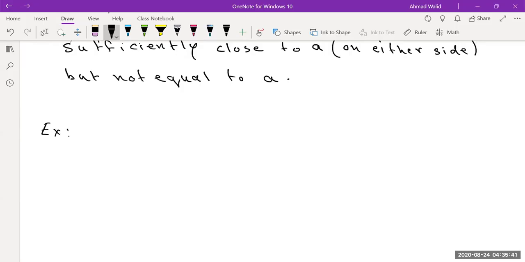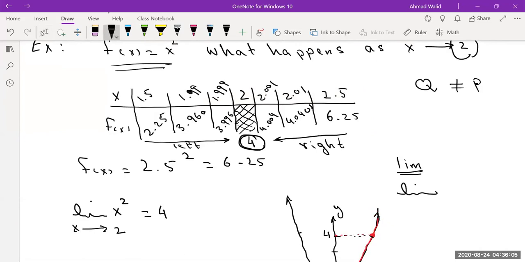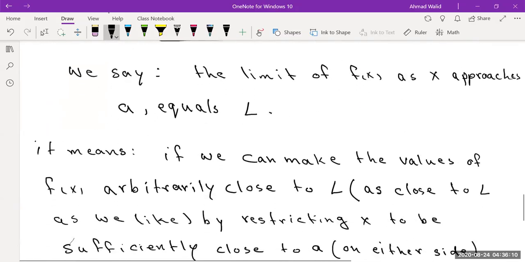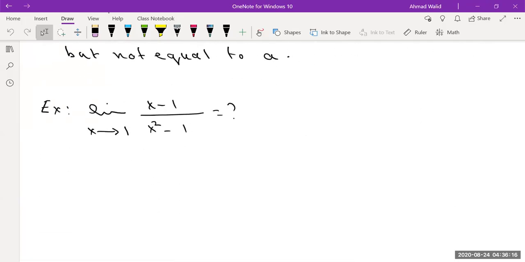Example number 2. Find the limit of x minus 1 over x squared minus 1 as x approaches 1. How much is the limit? Remember the idea of approaching the point from the right and approaching from the left. Later, I'll explain that a limit can exist if the limit from the left side and the right side are equal. Later, I will give you this definition also.